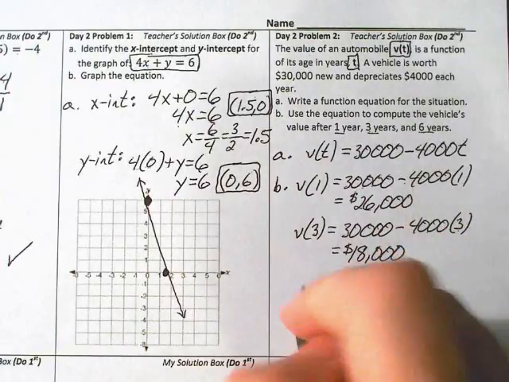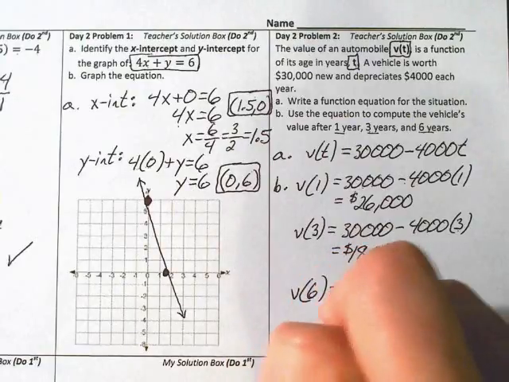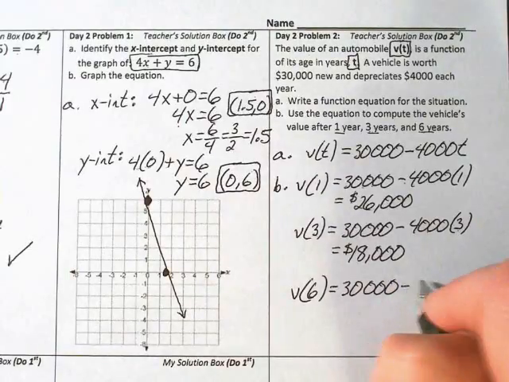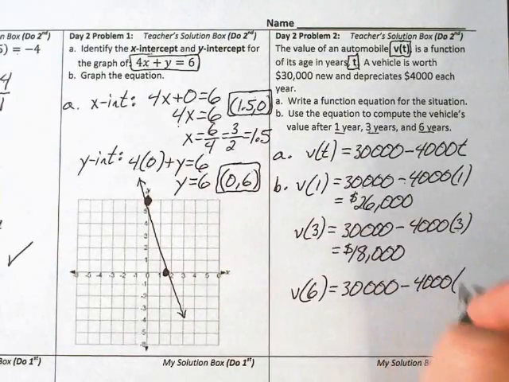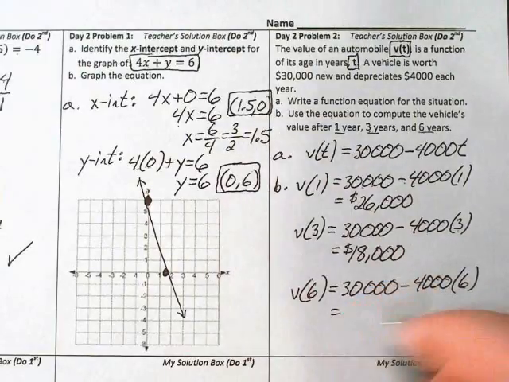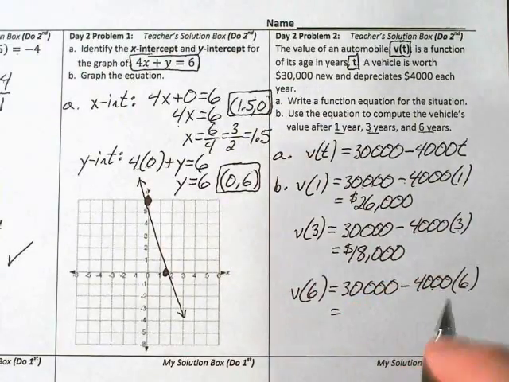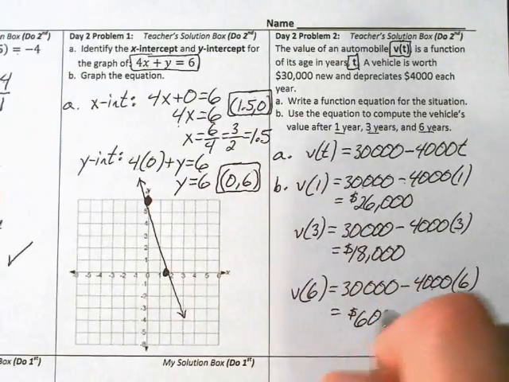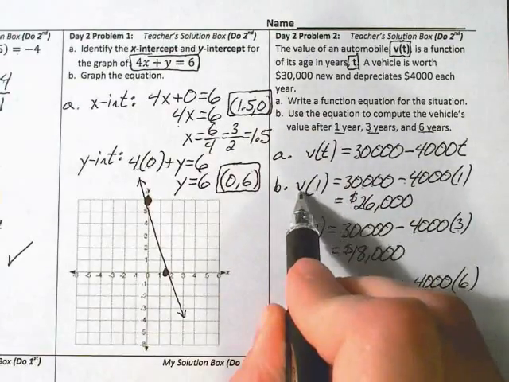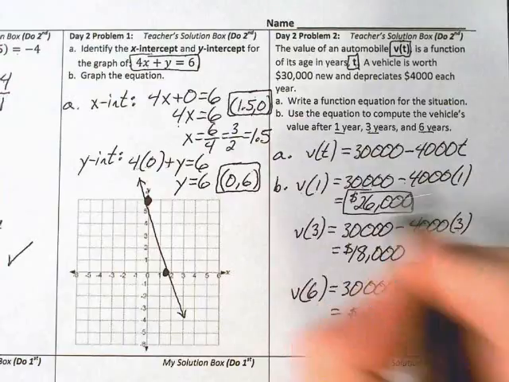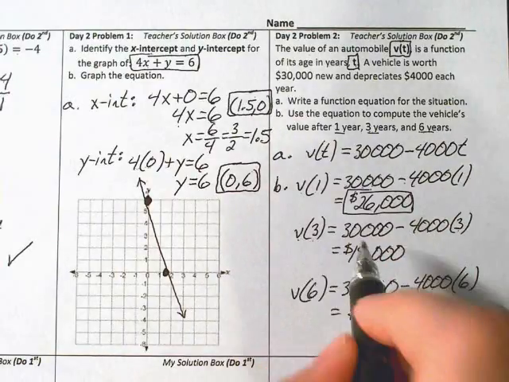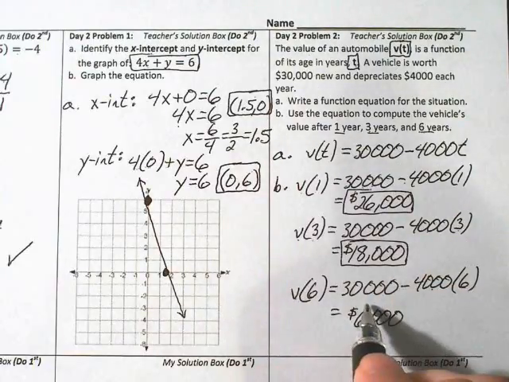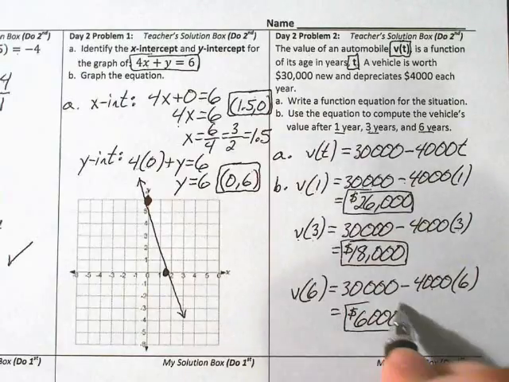And now for 6 years, a vehicle that is 6 years old, its value can be found by taking $30,000 and subtracting 4,000 times 6. 4,000 times 6 is 24,000, and 30,000 subtract 24,000 is $6,000. So a vehicle that is 1 year old costs $26,000. A vehicle that is 3 years old costs $18,000, and a vehicle that is 6 years old costs or is worth $6,000.